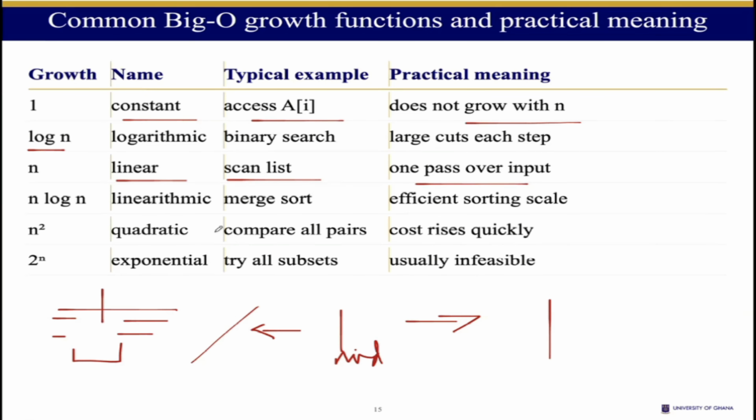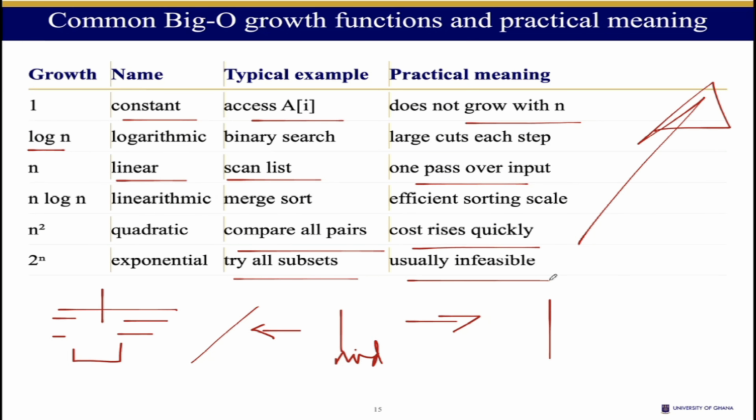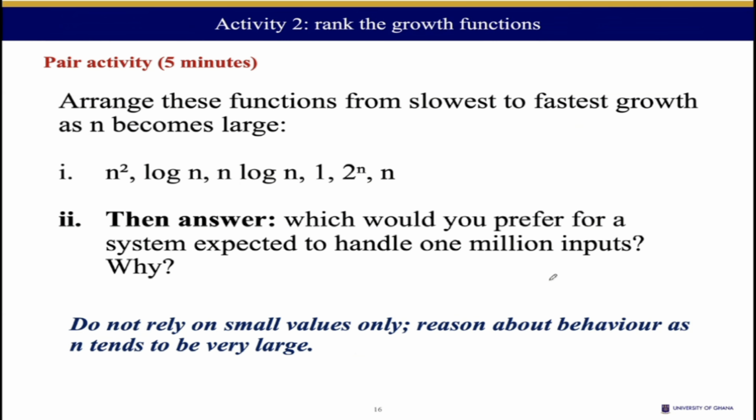Then quadratic, comparing all pairs. So cost rises quickly, so it escalates most of the time. And then exponential, you try all subsets, usually infeasible in some instances. So these are common growth rates and other things that are there. Try this activity. You rank the following functions in terms of their growth rates based on the understanding we've had.